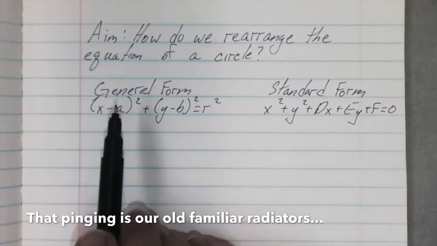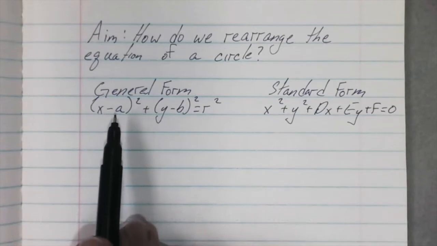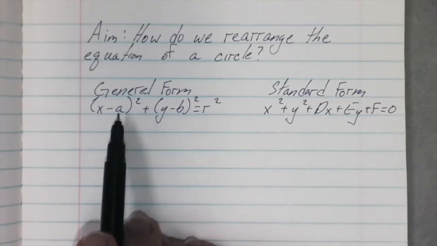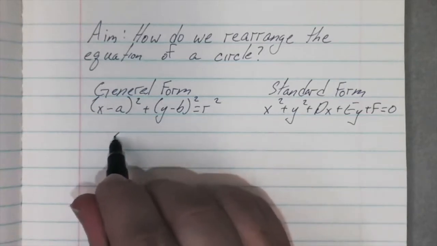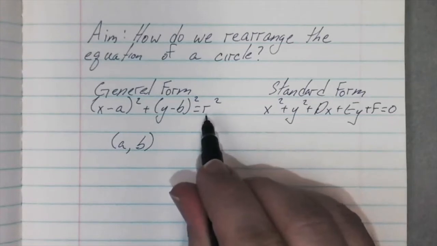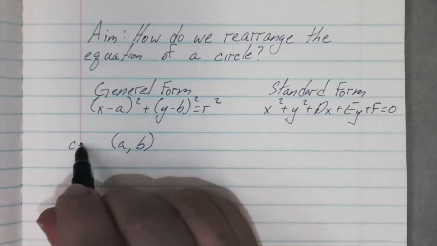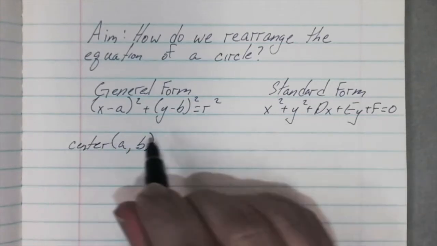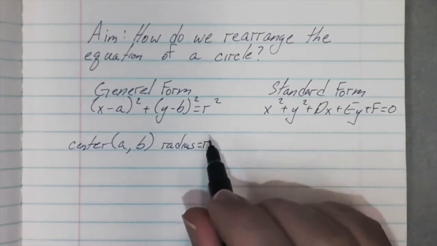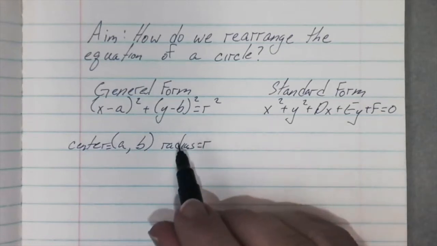Now, this is the form of the circle that we've been working with so far. It's nice, it's easy. I can easily tell here that my center is (a, b), and I easily know that my radius is r. So this would be my center, and my radius would just be a length of r.